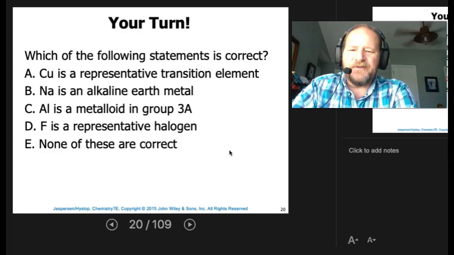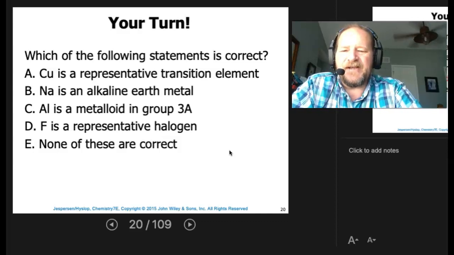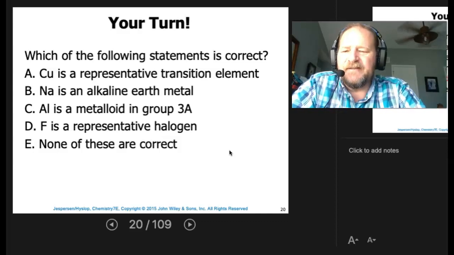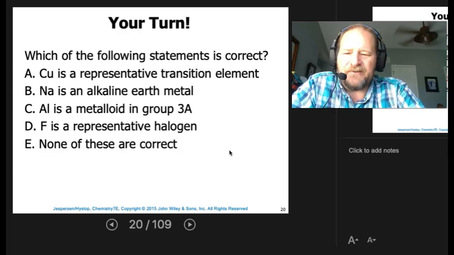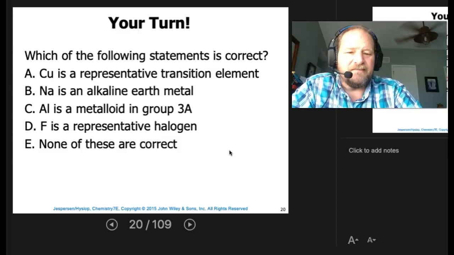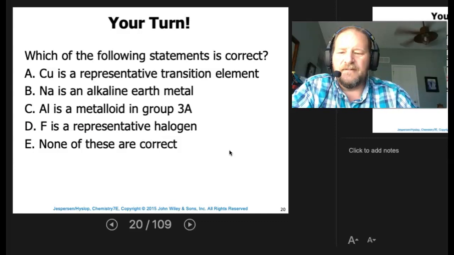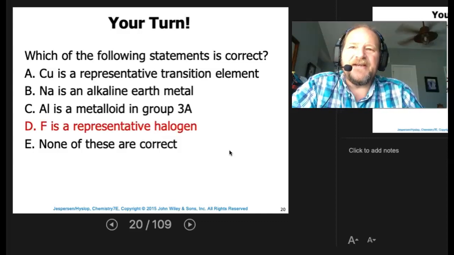So, your turn. Which of the following statements is correct? Copper is a representative transition element. Sodium is an alkaline earth metal. Aluminum is a metalloid in group 3A. Fluorine is a representative halogen. Or none of these are correct. Right, fluorine is a halogen.